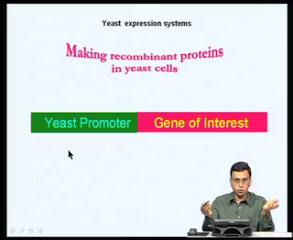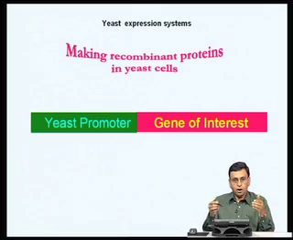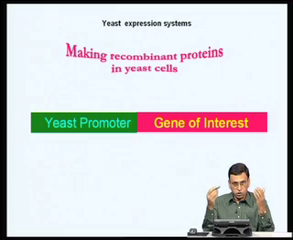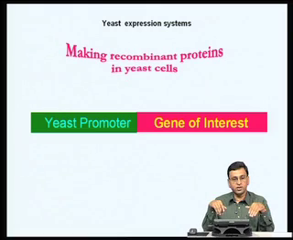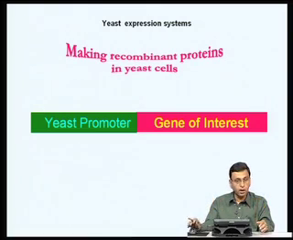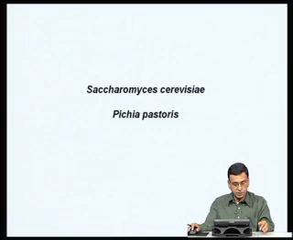That is the first thing that you do. So let us now see what kind of promoters are being used for expressing your genes of interest in yeast cells, and how do you design a yeast expression vector, and how do you introduce these genes, and what kind of expression vectors are available for recombinant protein production in yeast cells.